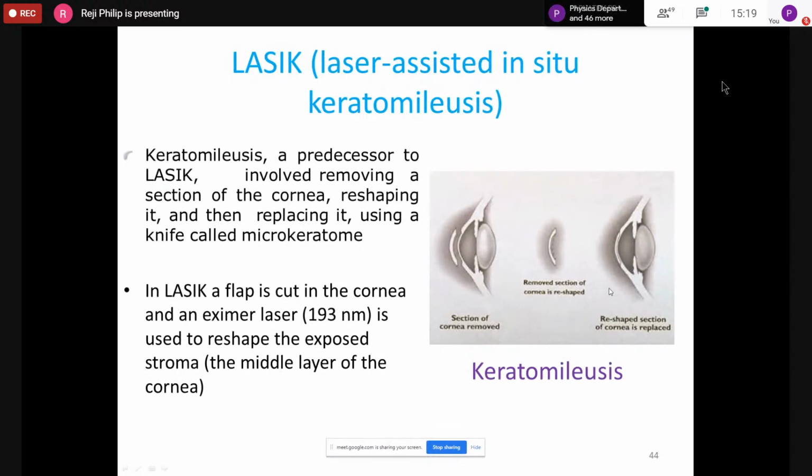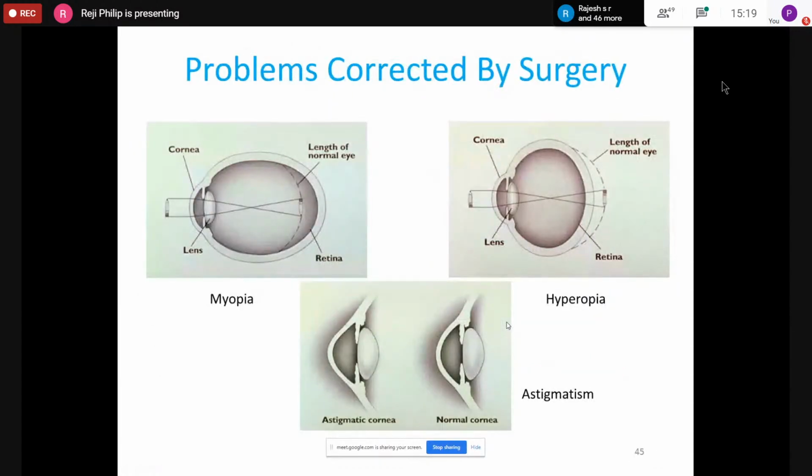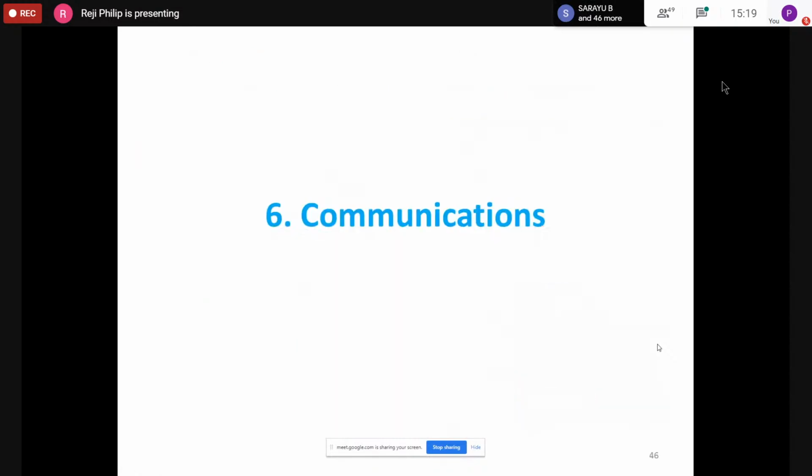So this is an example of keratomileusis now, which is done by means of laser beams. It's fast, quite fast and quite safe. And laser surgery can correct these kinds of problems: myopia, hyperopia, astigmatism, and all that. Cataract. So all those issues can be handled by lasers.